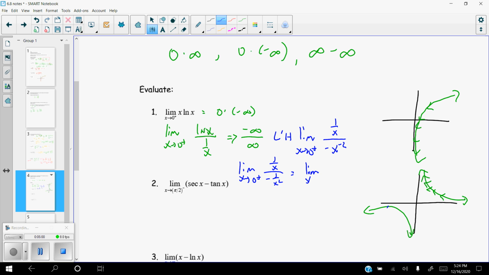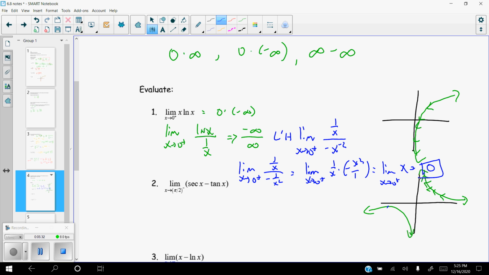Let's algebraically simplify this before we try to reapply the limit. Remember, dividing by a fraction, again, is multiplying by its reciprocal. So really what I have is the limit of 1 over x times negative x squared over 1. And that's going to end up being negative x squared over x, which simplifies just to x. So really what I have here is the limit as x approaches 0 from the right of x. That I can directly substitute in, and we get 0.